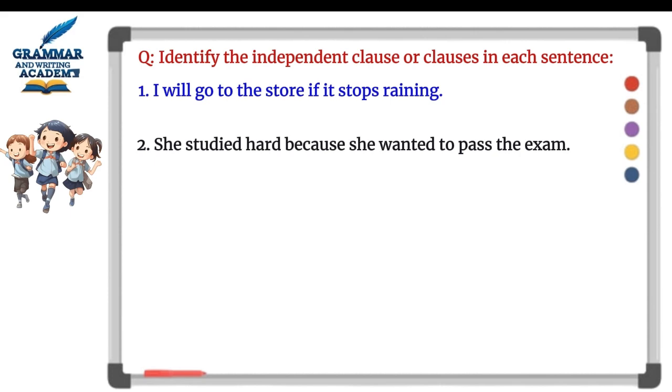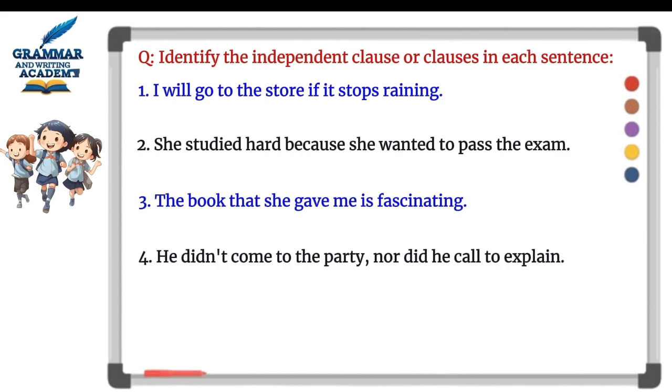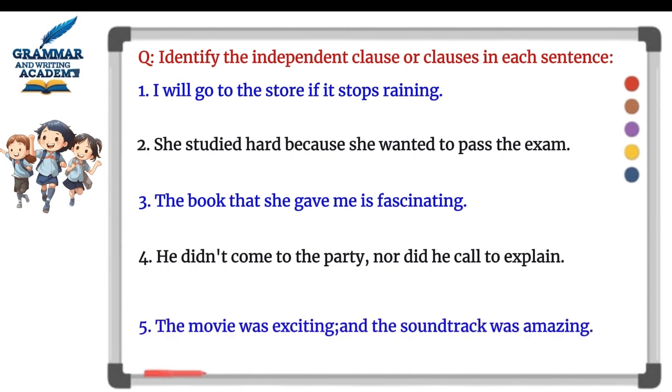2. She studied hard because she wanted to pass the exam. 3. The book that she gave me is fascinating. 4. He didn't come to the party, nor did he call to explain. 5. The movie was exciting, and the soundtrack was amazing.